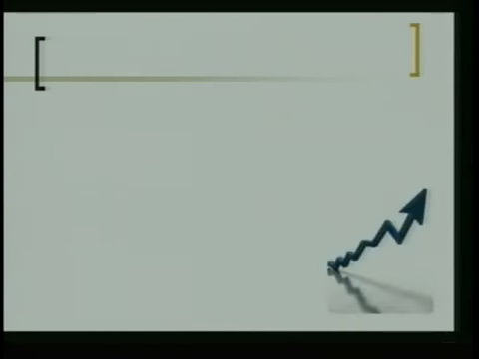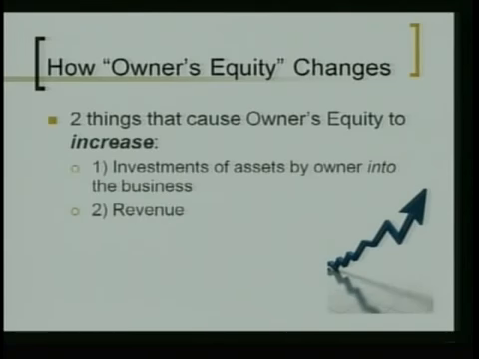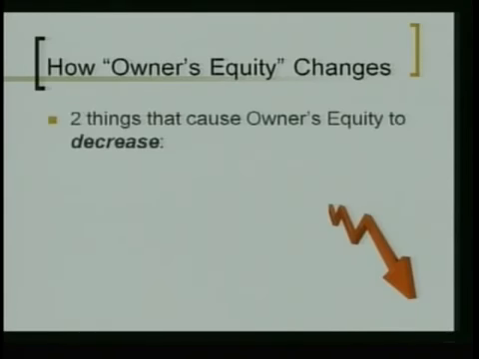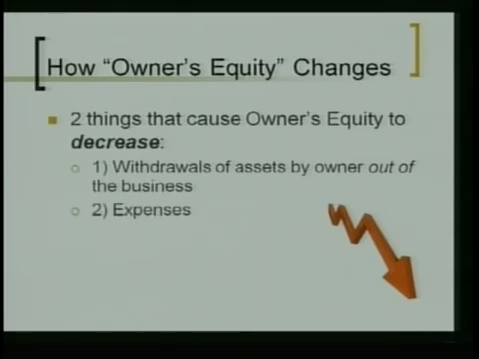What makes equity increase? Investments of assets by the owner into the business and revenue, right? Those are the two things that cause the owner's equity to increase. The two things that cause it to decrease are just the flip sides of that: withdrawals of assets by the owner out of the business and expenses. Okay? So I want you to have those facts real firmly cemented into your brains because it's going to help us, and especially today. This is a really important lecture, so I'm glad you're watching it.